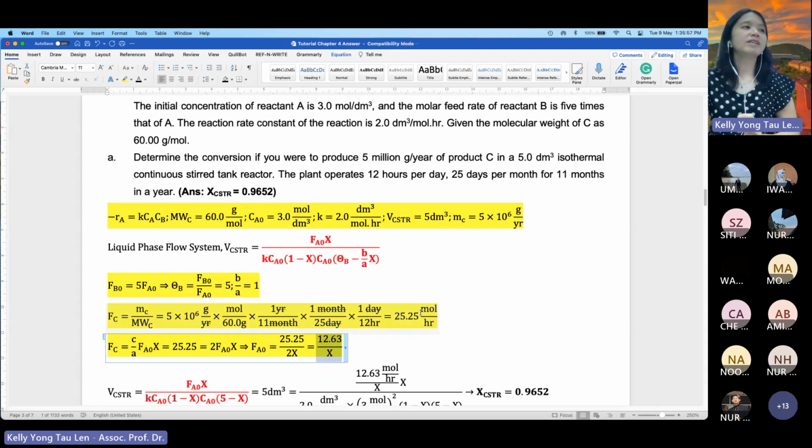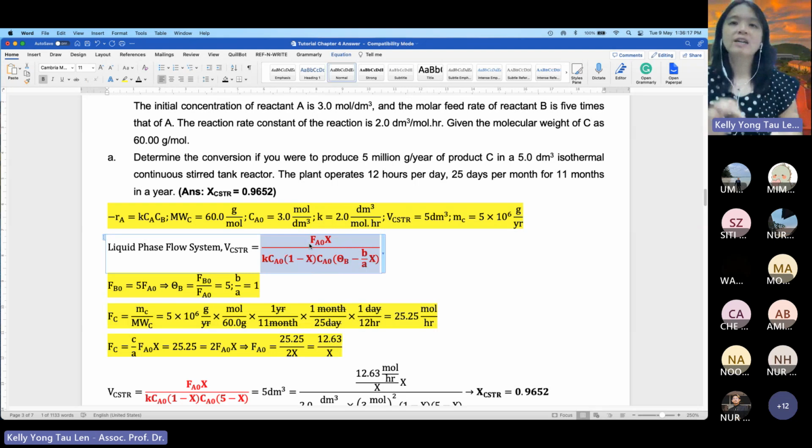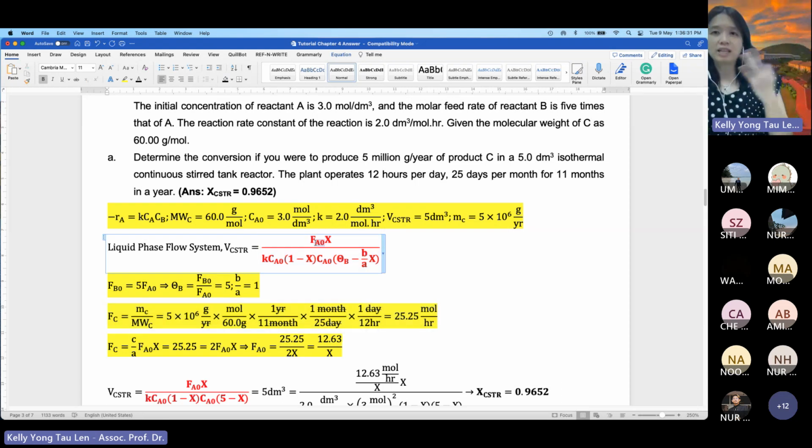Mana FC tu? Tadi kan FC kita dah kira 25.25. So kita ganti dalam. Kita dapat FA0 tu tapi dalam bentuk number dan X. Tak apa. X tu tak apa sebab ingat tak? You can introduce X. Kamu boleh introduce variables baru dalam equation kamu. Tapi variables tu mesti variables yang kamu nak cari. Dalam kes ni memanglah dia masih dalam bentuk X. Tapi tak apa sebab saya kan nak cari X. So not a problem. I just basically add another X to the equation. Tapi it's okay because I want to find the X. Okay, so done. FA0 tu kita dah tahu.